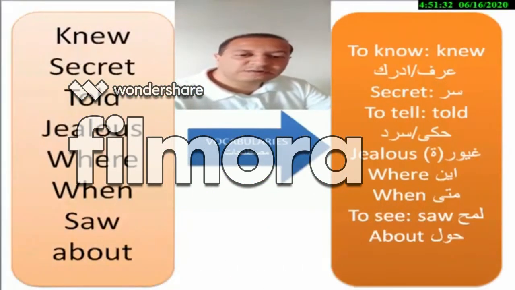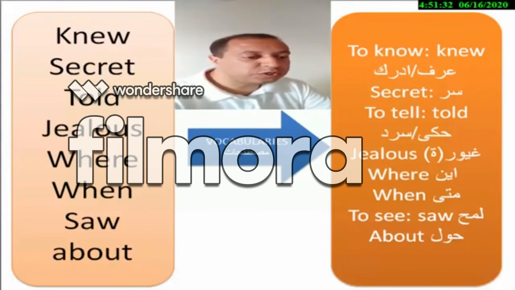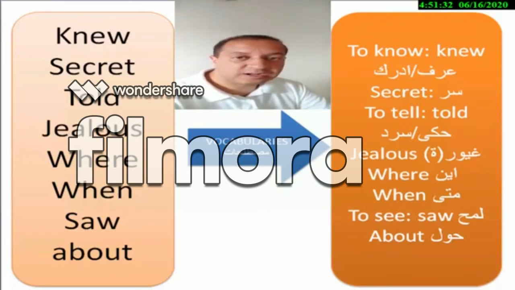As you see here, of course, there are 2 columns. The first column on the left side, let us read the main words, the difficult words. New, secret. We don't say secret, say secret. Told. Don't say told. Told. Jealous. Where. Notice here H is silent.